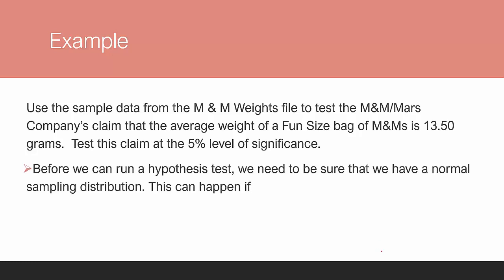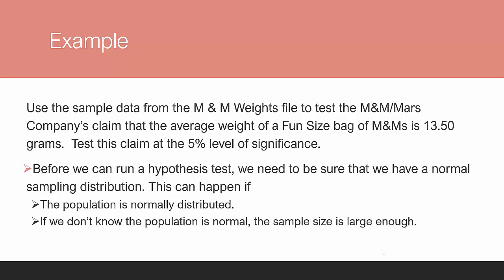Before we can run a hypothesis test, we need to be sure we have a normal sampling distribution. This can happen if the population is normally distributed. We do not know for sure that the population weights of fun-size packs is normally distributed. Or, if we don't know the population is normal, we have a large enough sample size.